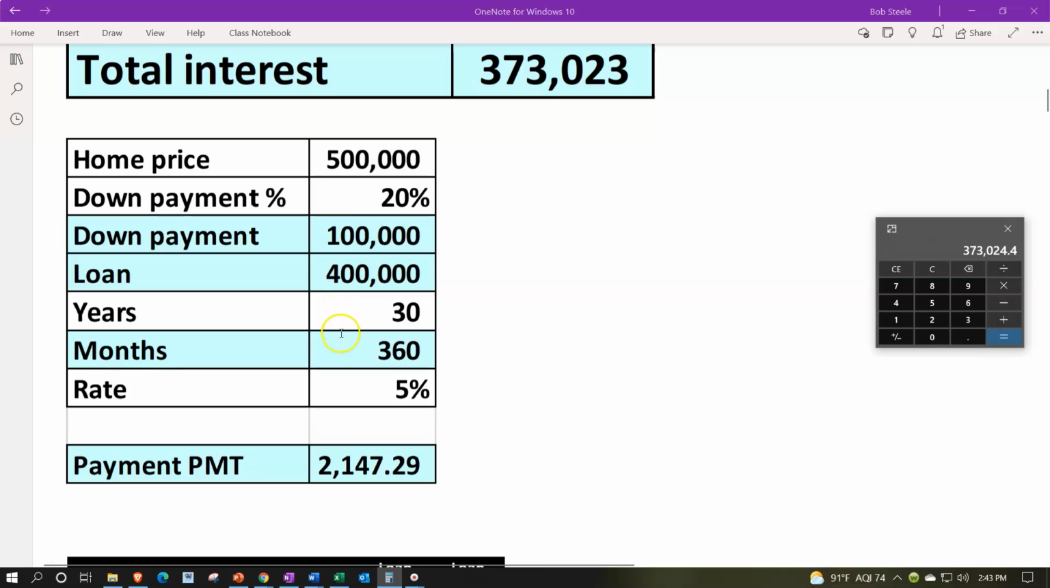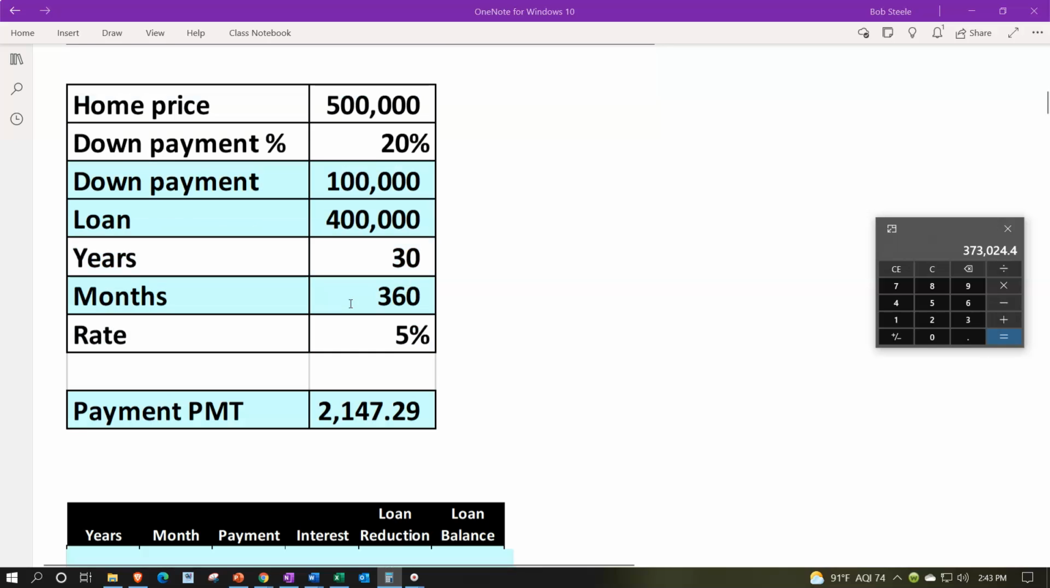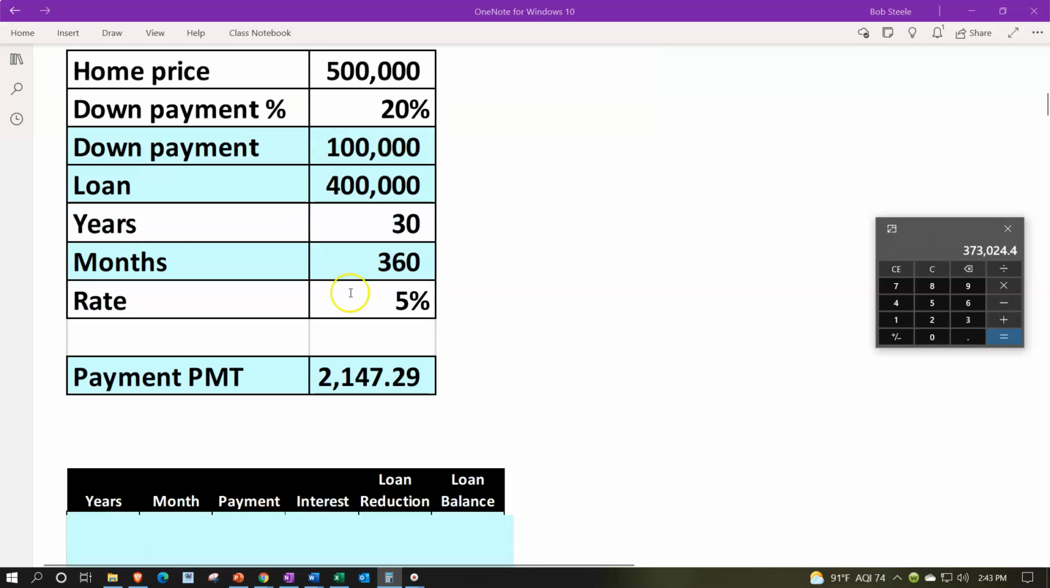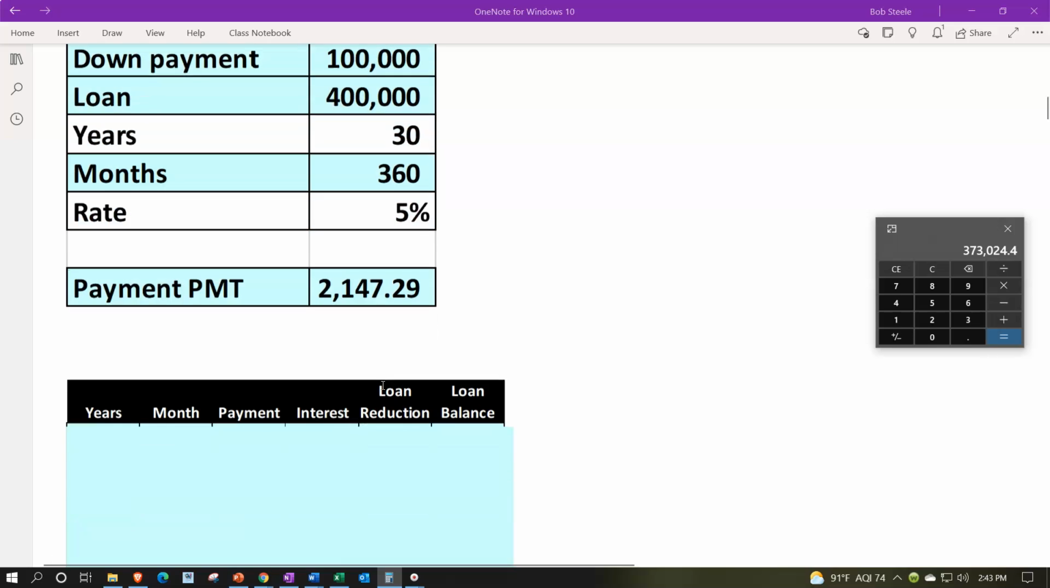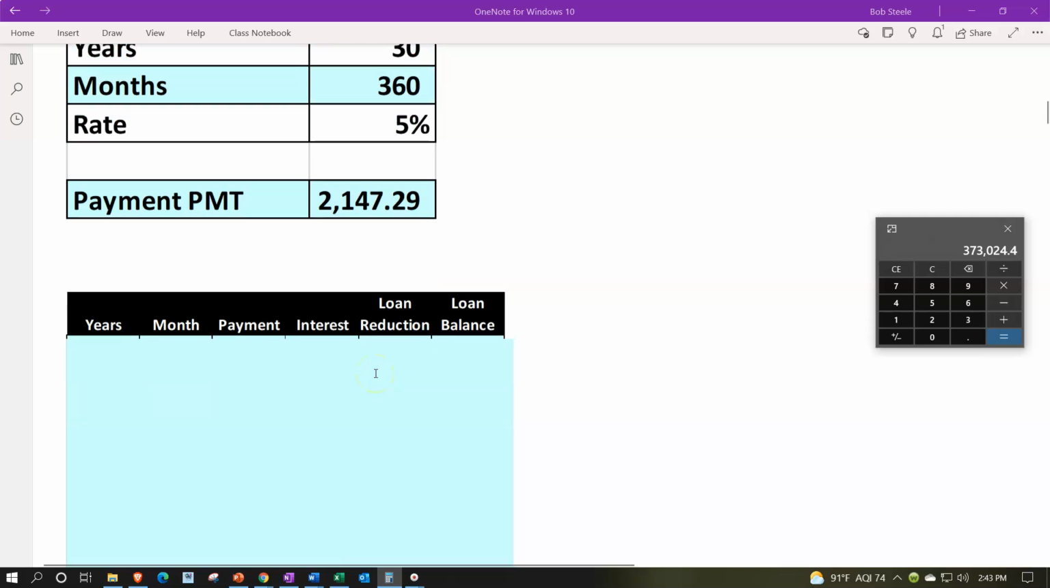If I change the 30 years, it'll change the months because this is just taking the 30 times 12, whatever is in that cell times 12, and the rate's going to be the 5%. If we change any of this data up top, it will then change the payment amount. The payment amount is one of the primary factors that we will use to build the amortization schedule.